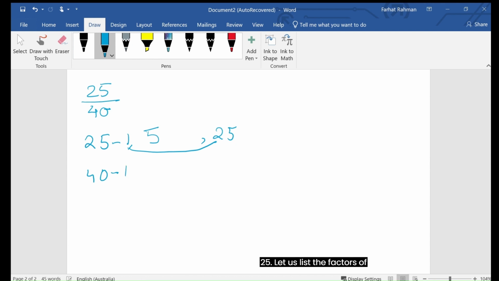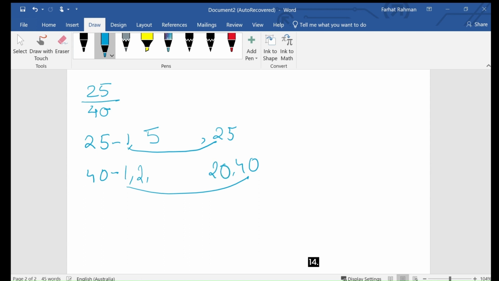Let us list the factors of 40. We start with 1 times 40 gives us 40. We also know 2 times 20 gives us 40. 4 times 10 also gives us 40. And 5 times 8 also gives us 40. That's all the factors of 40.